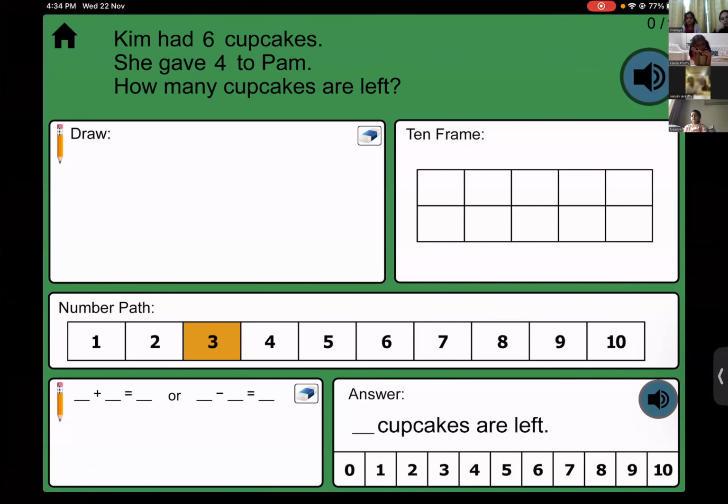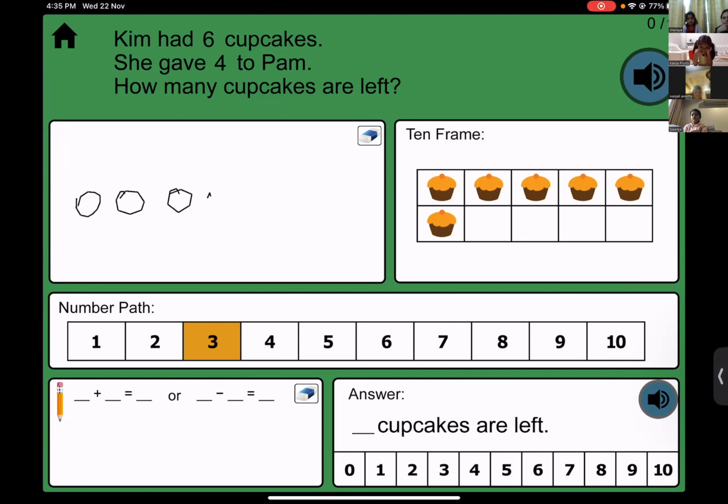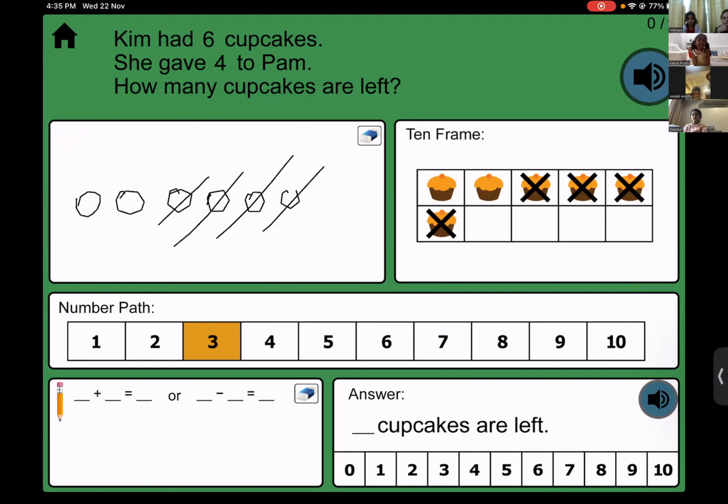Kim has 6 cupcakes. So on my 10 frame, I will draw the cupcakes. Can you see the cupcakes appearing magically, Nadia? 6 cupcakes. I know on top there are 5, and then one more is 6. Now she gave 4 to Pam. I have 6 cupcakes: 1, 2, 3, 4, 5 and 6. I gave 4 to Pam. How many cupcakes are left?